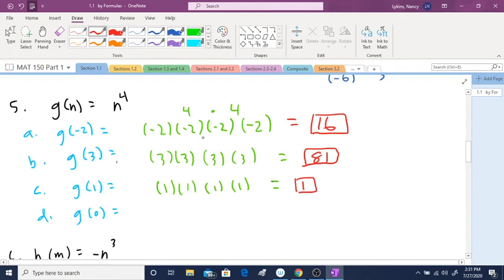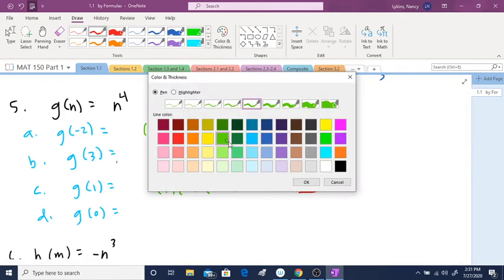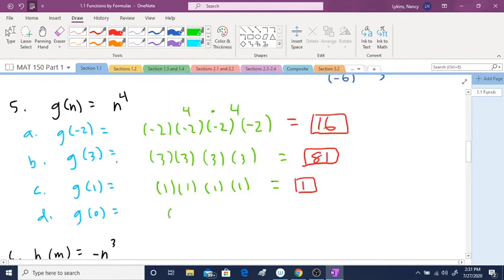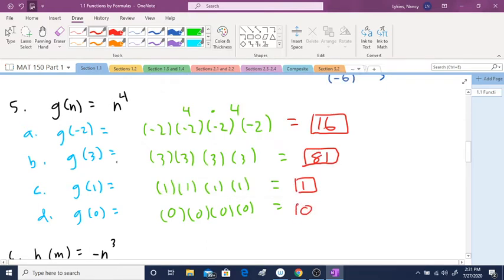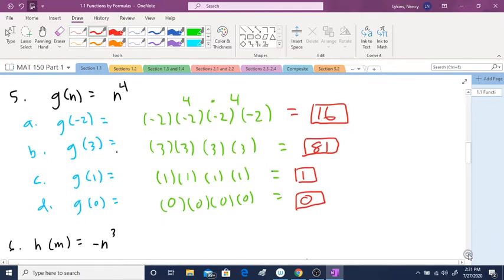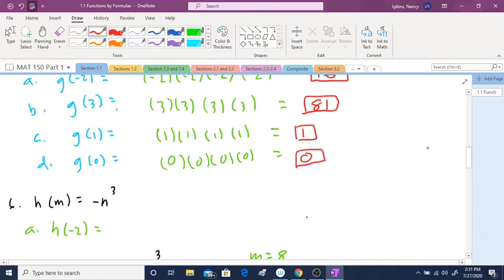Now think about your 0. Same concept. That means you've got 4 zeros. So 0 times anything is 0. Doesn't matter how many zeros you have. And in part C with the 1, it doesn't matter how many 1s you have because the answer is going to be 1. Okay? Now let's take a look at this next one.